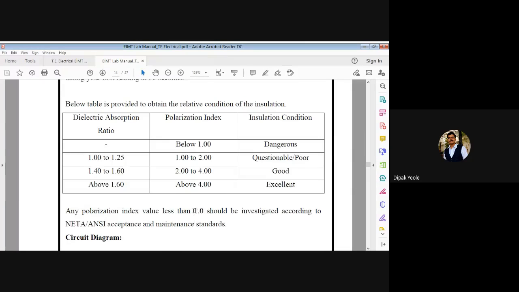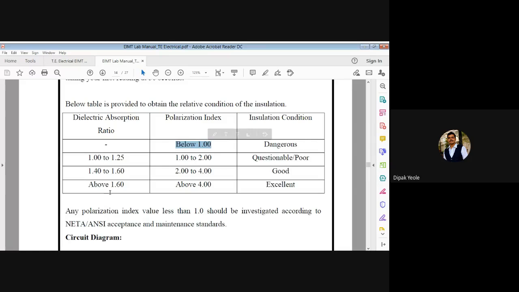So if the value is less than 1.0, obviously this is the dangerous condition, but we have to investigate according to what? It is not that we immediately replace the insulator; that does not work either. We have to follow the ANSI standard, the acceptance and maintenance standard. Just as IEEE is a type of standard, in the same way ANSI is also available. Because of this ANSI, there is one standard regulation, and we have to follow this ANSI if the value is below 1.0, obviously.